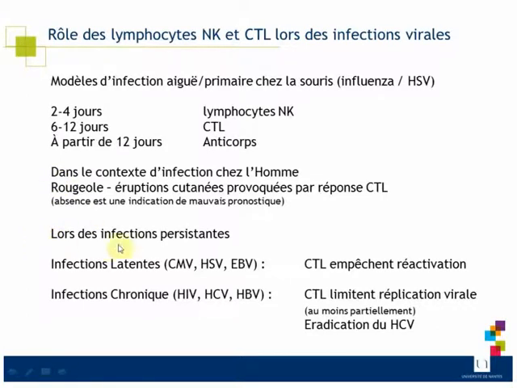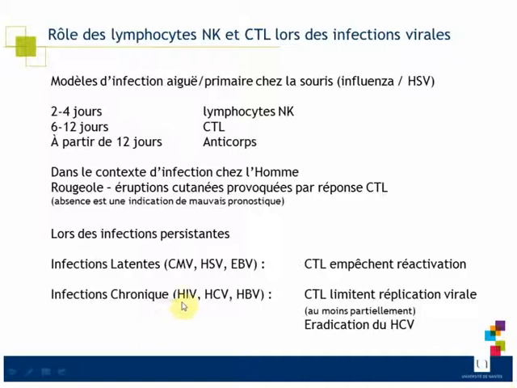Now, in persistent infections, for example, latent infections, once again, it's these herpes viruses, they all produce latent infections, then CTL are always present and they are important in preventing reactivation. And we know that because if people are immunosuppressed, for example, they've had some kind of transplant and they are under immunosuppressive medication, then all of these herpes viruses can be reactivated and cause problems because there's no more CTL controlling them anymore.